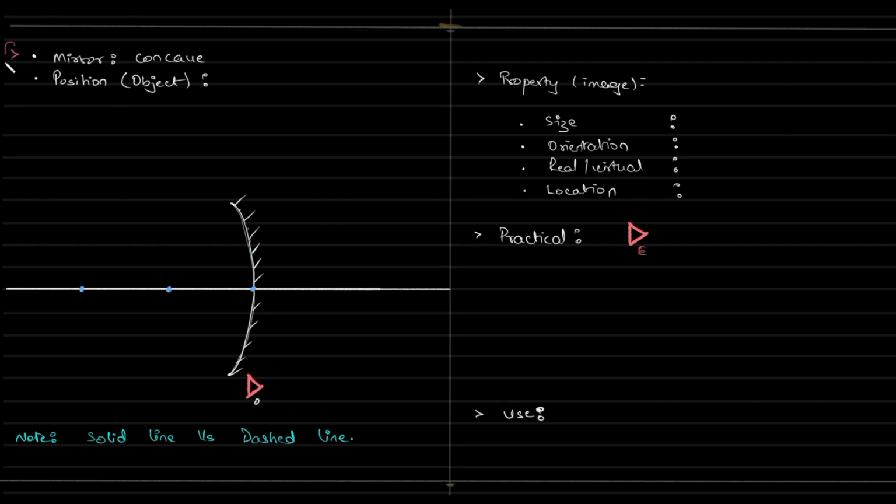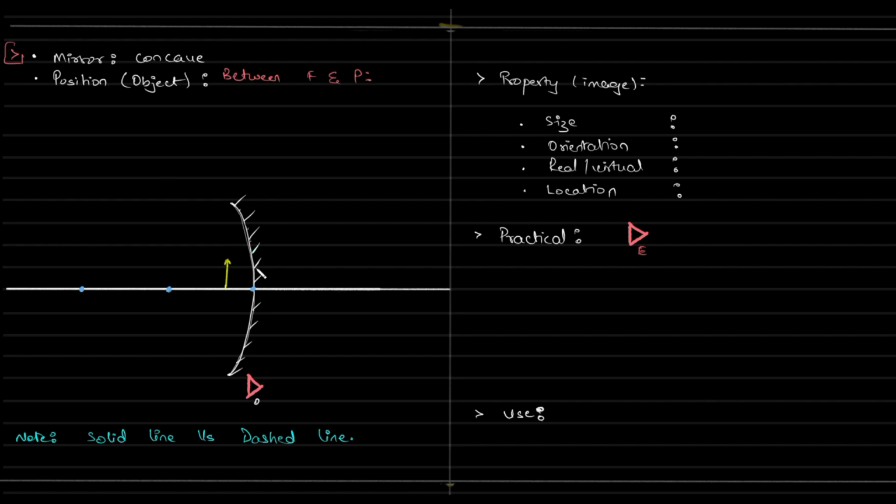The next case is concave mirror again, but the position of the object is between focus and pole. So if I happen to keep the object here, let's see what happens. So I'm trying to draw a small object. Can you see that? It's for a reason. You'll understand why in a minute.